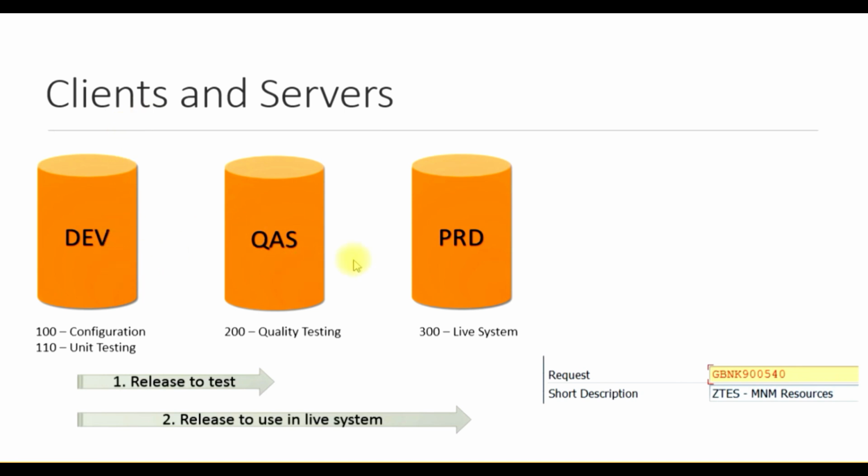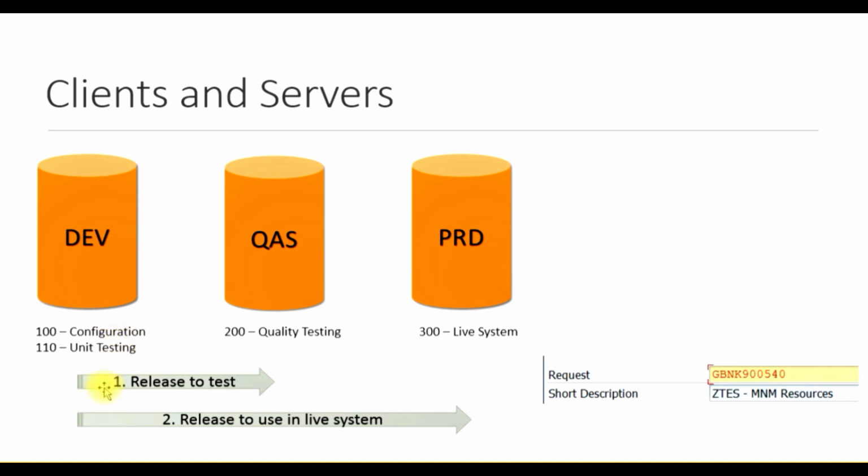Let's look at the clients and servers. Usually in an SAP implementation, you will have three different servers: the development server, the quality assurance server, and the production server. The development server is where you do all your configurations. So this way you first set up the system. And you can have different clients inside one server. For example, in the development server, I can have a client as 100 for configuration and 110 for unit testing. So unit testing is the testing which you do after you do the configuration to make sure the system works.